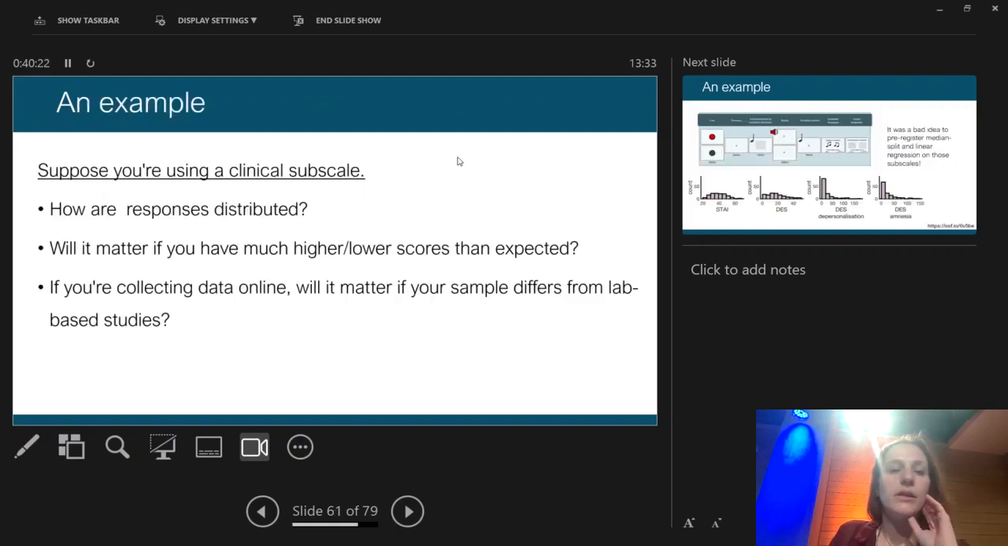And so, as an example of what happens when you don't do this properly, this is also one of mine. Suppose you're collecting data from some clinical subscale, like a questionnaire. And suppose you're collecting this data online, which it is. You need to think about whether the distributions you see in the literature on either patient groups or really large samples in the lab are realistically going to reproduce when you collect the data online.